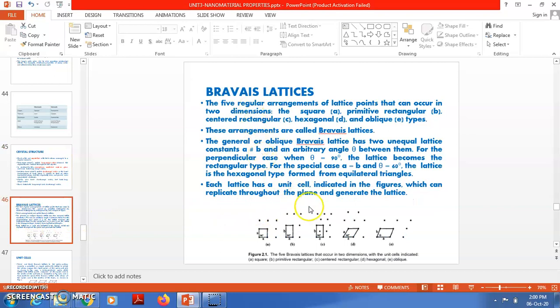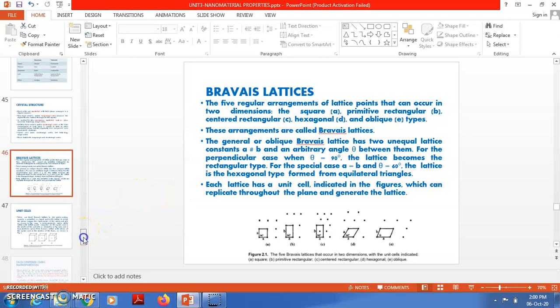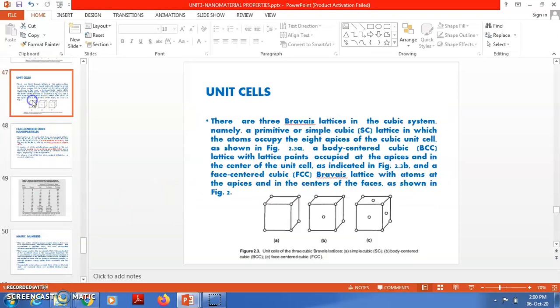Then we already saw the Bravais lattices. They have 14 Bravais lattice structures. Then the unit cell. There are 3 Bravais lattices in the cubic system, namely the primitive simple cubic lattice, in which atoms occupy the 8 corners of the cubic unit cell as shown in the figure.